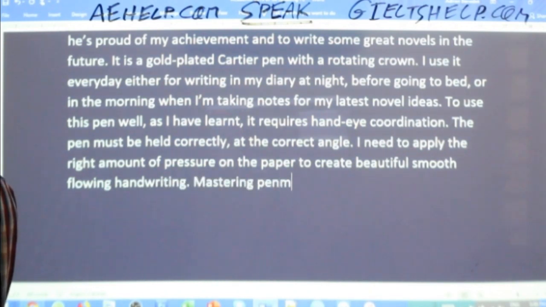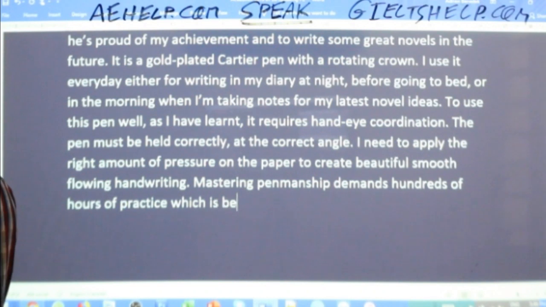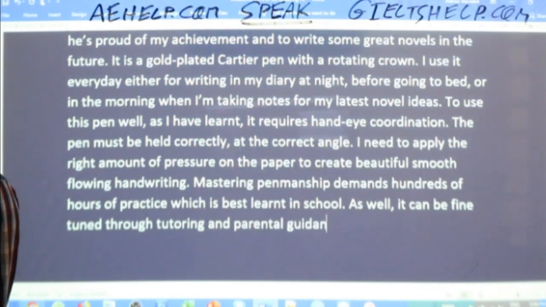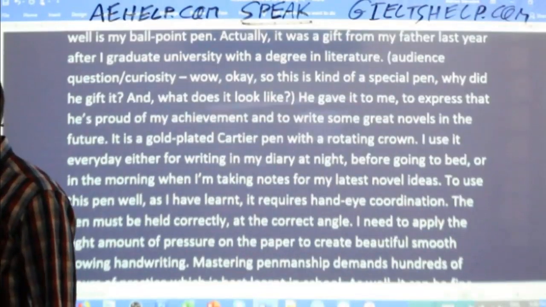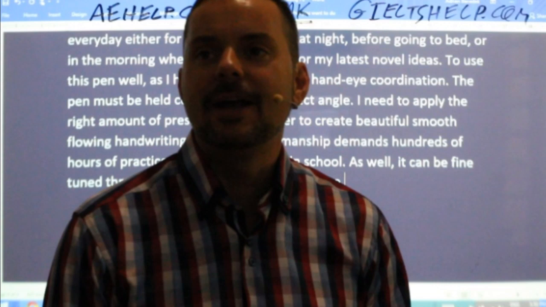Mastering penmanship demands hundreds of hours of practice, which is best learnt in school. As well, it can be fine-tuned through tutoring and parental guidance. Okay. There we go. So that's about it. Now maybe just wrap it up. Okay. All right.